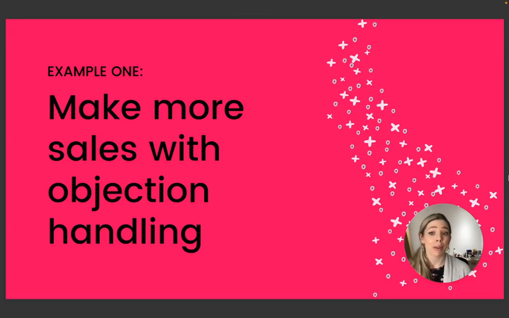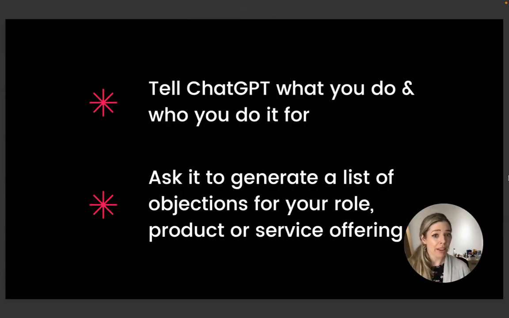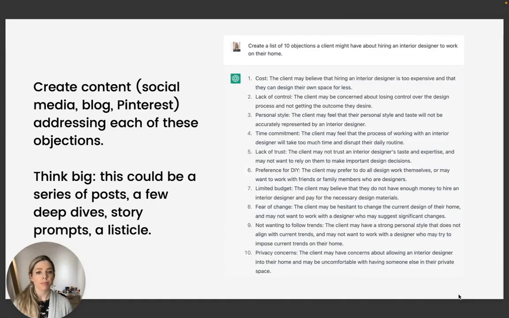Example number 1, we're going to learn how to make more sales by objection handling with the help of ChatGPT. What you're going to do is tell it what you do and who you do it for, and then ask it to generate a list of objections for your role, product, or service offering.